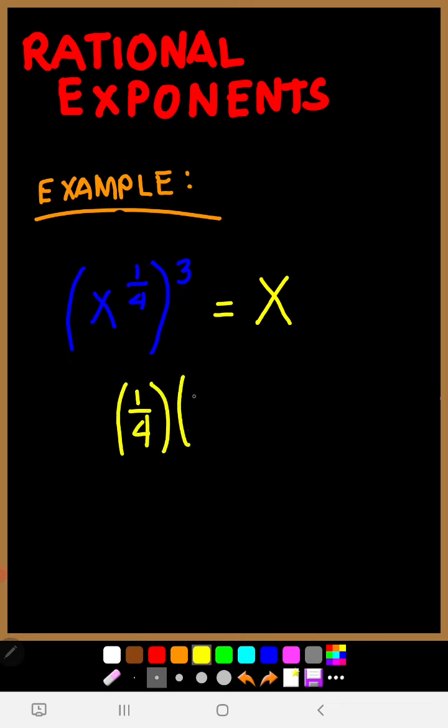times 3. Okay? In multiplication of fractions, all you have to do is multiply the numerator by the numerator, and the denominator by the denominator. So the numerator is 1 times 3. That is 3. And then the denominator is 4. Since 3 has no denominator here, automatically that is 1. So 4 times 1 is 4. Therefore, the answer is x raised to 3 over 4.